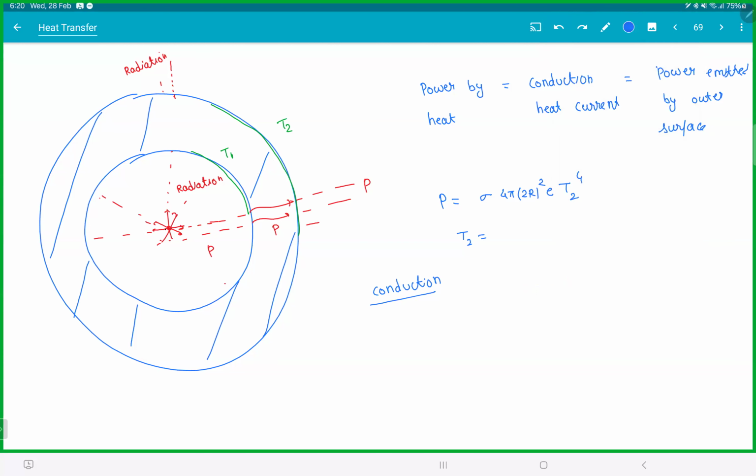Now this guy will be how much then? So dq by dt is what? Dq by dt is nothing but temperature difference by thermal resistance. So here temperature difference is T1 minus T2 by R thermal, and dq by dt is nothing but power. So P is equal to (T1 minus T2) by R thermal. So from here I get T1 is T2 plus power into thermal resistance.